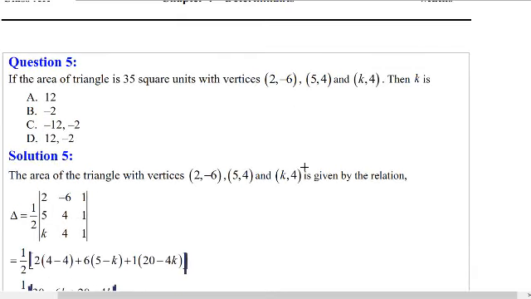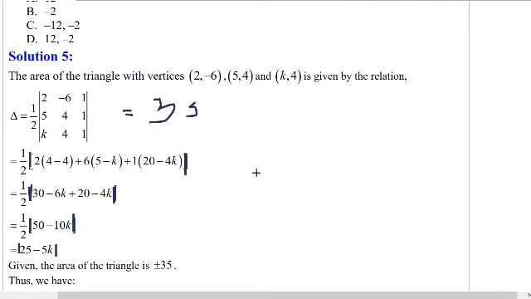Let us proceed. Next, if the area of the triangle is 35 square units and the vertices are these, then the value of k is, so again same thing, half these points 2 minus 6, then 5 4, then k 4, and the third column is 1 1 1, and this area you put equal to 35, right? A bit of an ugly 3, but okay, you will understand. 35.